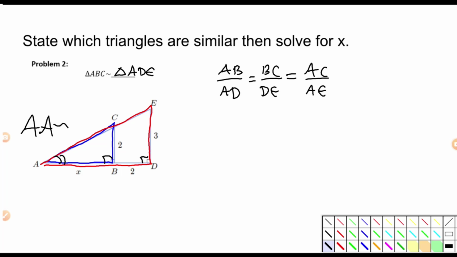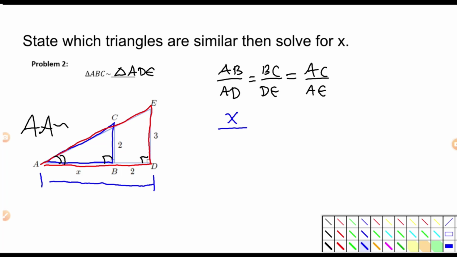And this helps me out a lot. So now watch, let's do a little substitution. AB is x, we got that. But here's where most students make a mistake. AD is from here all the way to here.